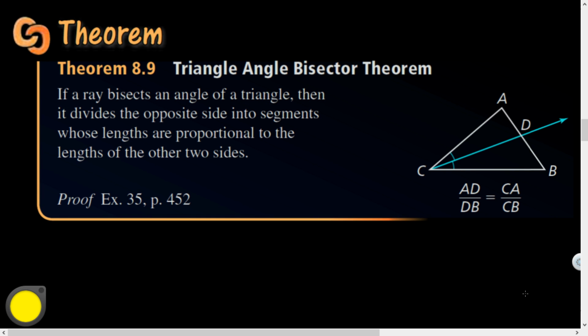Nice. Okay. If a ray bisects an angle of a triangle, so you get a triangle with an angle bisector, then it divides the opposite side into segments whose lengths are proportional to the lengths of the other two sides. So an angle bisector hits one side, and the other two sides are AC and BC here. And what it's saying is that this will be proportional to this and that.